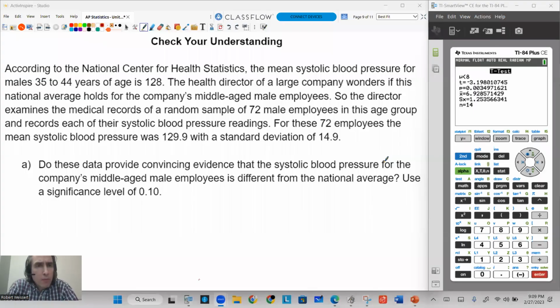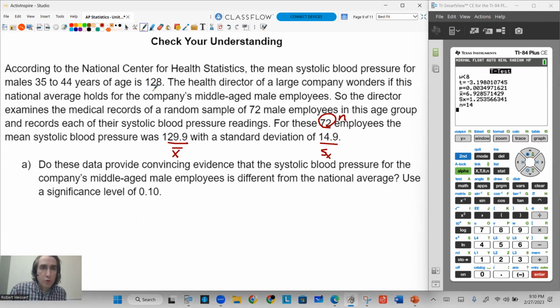Okay, I'm going to read the problem. According to the National Center for Health Statistics, the mean systolic blood pressure for males 35 to 44 years of age is 128. The health director of a large company wonders if the national average holds for the company's middle-aged male employees. So the director examines the medical records of a random sample of 72 male employees in this age group and records each of their systolic blood pressure readings. For these 72 employees, the mean systolic blood pressure was 129.9 with a standard deviation of 14.9. So we're given the sample mean and the s, and I'll put a little x bar there for those. And we know our sample size. So we have all the information that we need to be able to run the test.